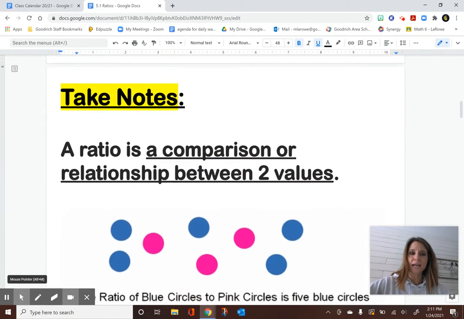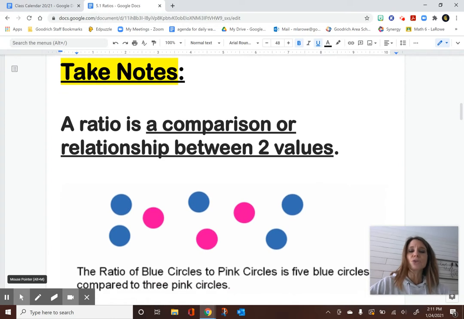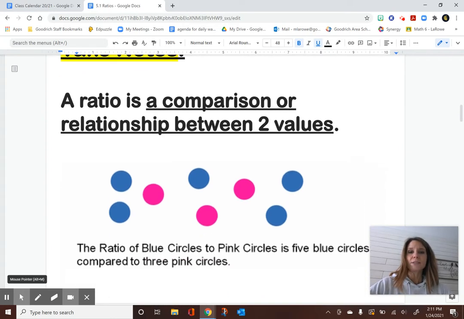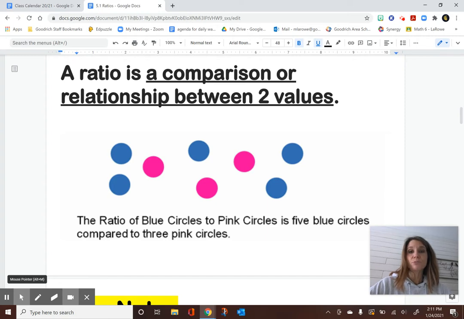So we'll define it together. Specifically, a ratio is a comparison. It's also a relationship between two values, two quantities, two amounts. It has to do with numbers, which is why we find ratios in math class. But you'll also find a ratio in the real world. There's lots of different ways that we compare numbers.